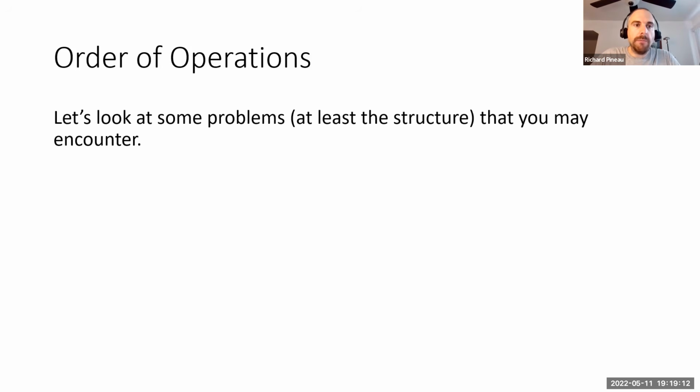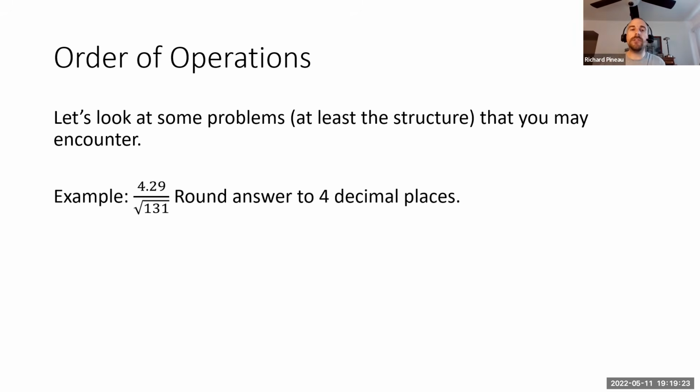Now, we're going to look at some problems next that you may encounter, and I don't mean in the literal sense, at least the structure. As you look at these, you're going to say, well, you know what, I remember doing this in the math review, and that's good. This is something that you might see later on in the actual content that we cover in this class. So the first example here is 4.29 divided by the square root of 131, and we want to round our answer to 4 decimal places. So how do we handle this?